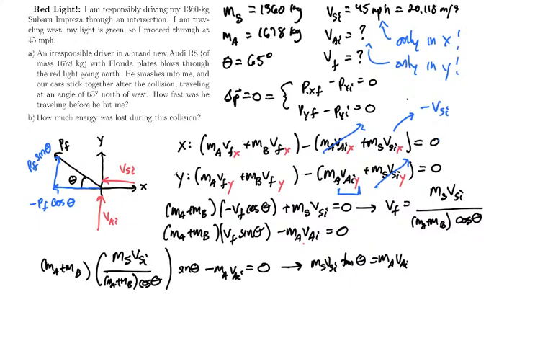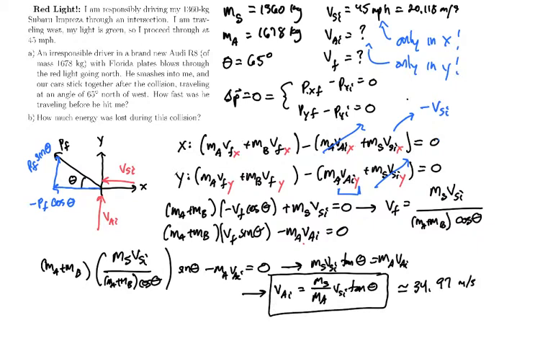Here I'm just rewriting the sine over cosine as a tangent to make things simpler. And there is my final expression: the ratio of the masses times the initial velocity of the Subaru times tangent of the angle. Numerically, 34.97 meters a second. Most people did this out in miles per hour, and the answer is 78.23 miles per hour. So that's how hard I got hit by the Audi.